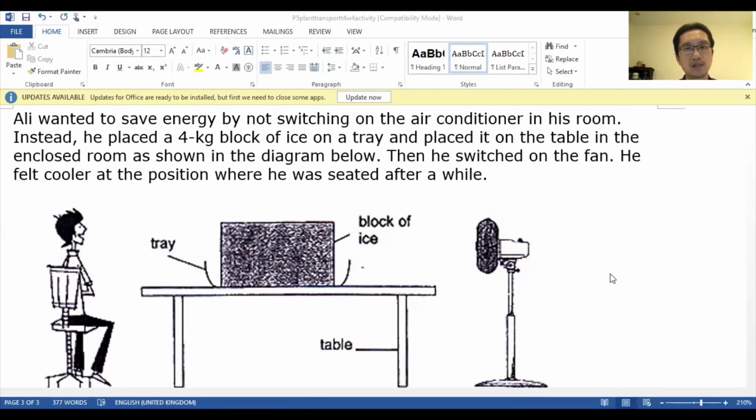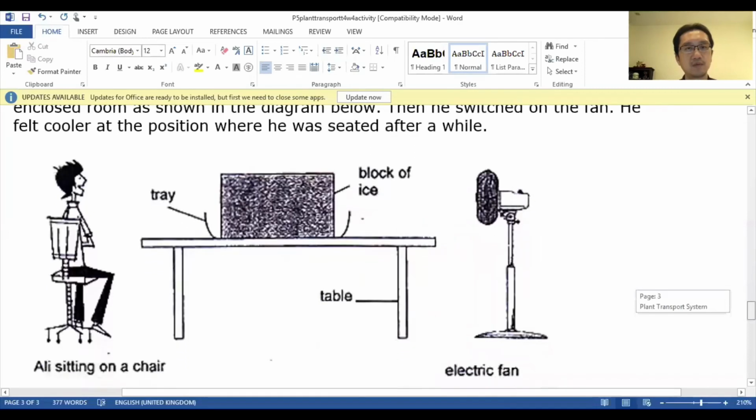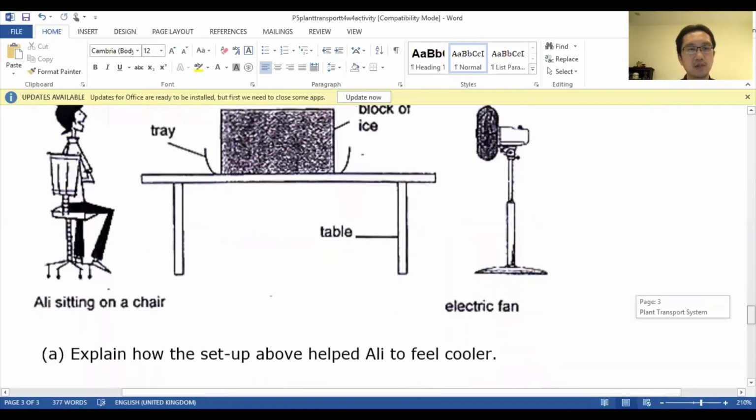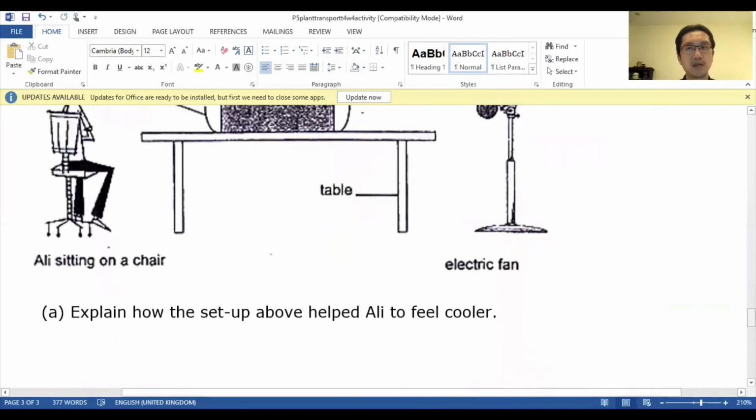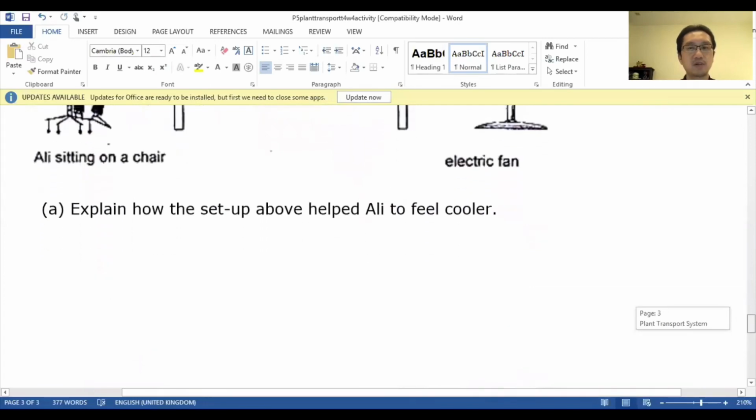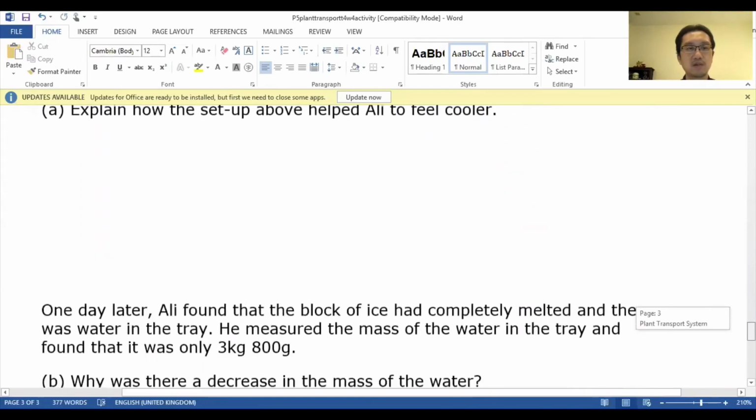So from the picture, you can see that Ali was at the other end of the table with the block of ice on the table, and there's a fan on the opposite side blowing at Ali. So let's look at the question. Part A. Explain how the setup above helped Ali to feel cooler. So that is part A. Let's move on to the second part.